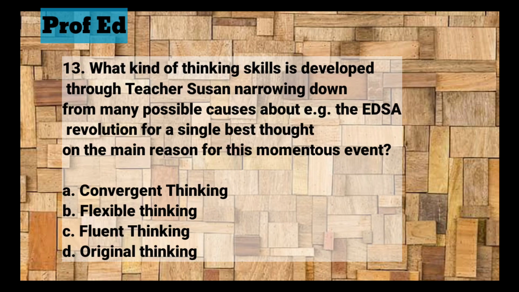Number 13. What kind of thinking skills is developed through teacher Susan narrowing down from many possible causes about, e.g., the EDSA revolution for a single best thought on the main reason for this momentous event? A. Convergent thinking. B. Flexible thinking. C. Fluent thinking. D. Original thinking.